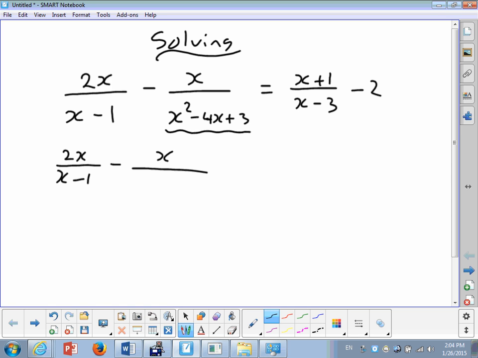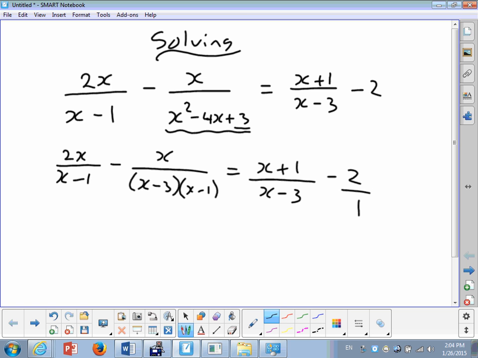Now, what multiplies to positive 3 but adds to negative 4? Minus 3 and a minus 1. And I rewrite the rest of this equation out. And I think, how do I solve an equation that has rational expressions in it?